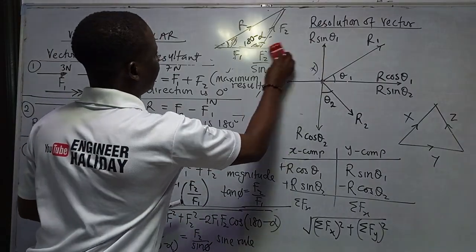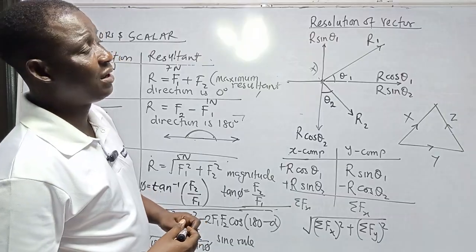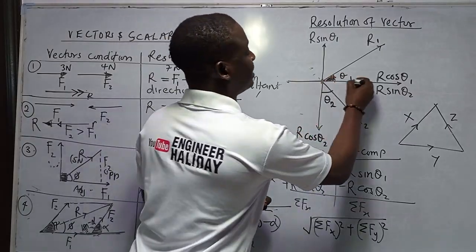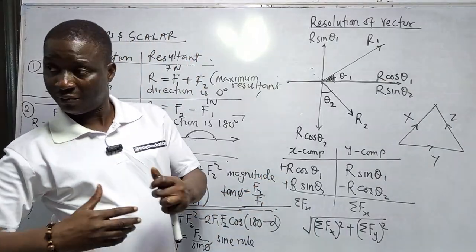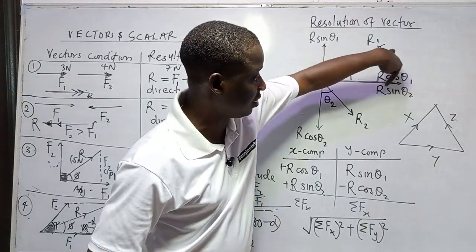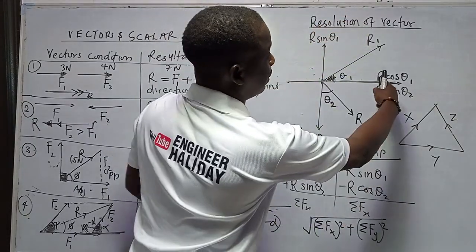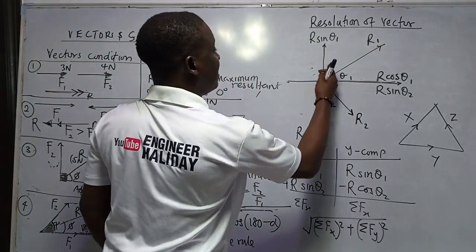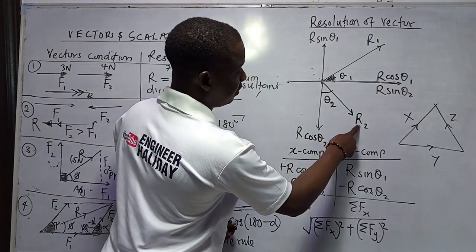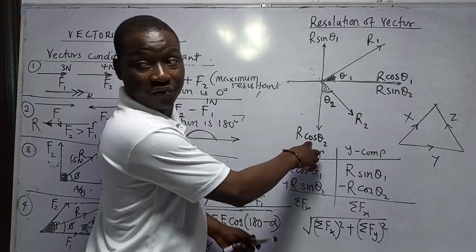Then how do you resolve? I've already written this one, so it will not be rough. Now, anytime an angle is lying on an axis, that axis will take cos. This angle is lying on the horizontal axis. Therefore, this side will take cos. So if you resolve this one, it will be R cos theta 1. Then this other place is R sin theta 1. Then this one, where is it resting? On the vertical. That's why it takes cos.